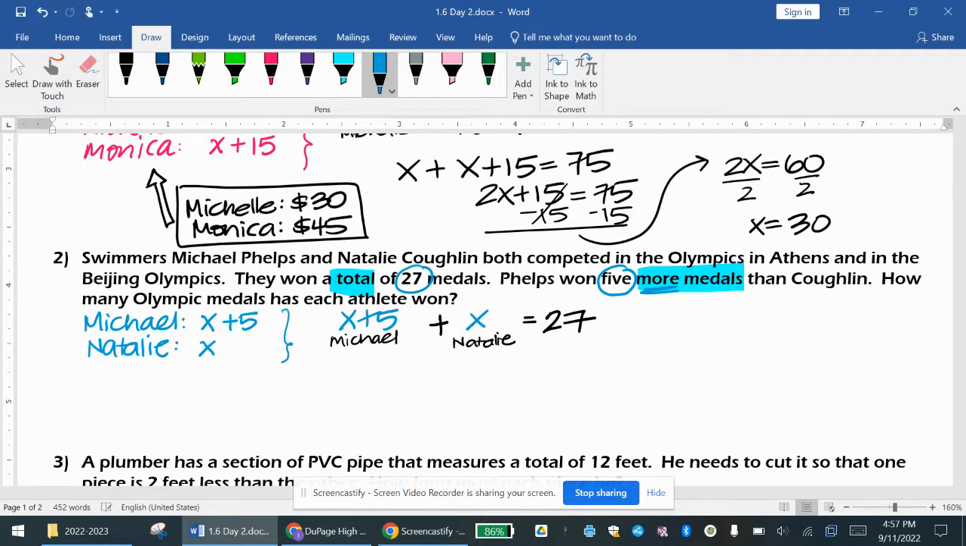Do the same thing that we did in the previous problem. Combine all the x's, so we have x plus x, which is 2x, and the 5. Subtract the 5, divide by 2. Then we're going to substitute that back into the original problem.